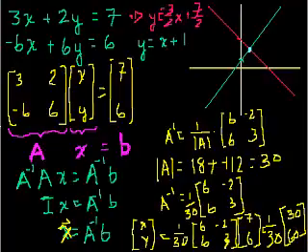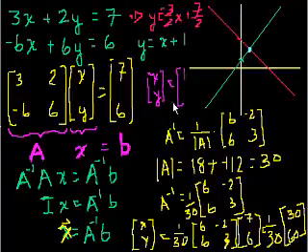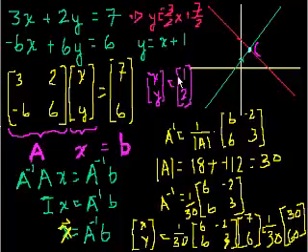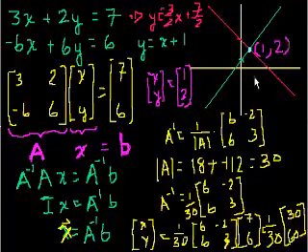So you get the final x, y. I'll write it here. I don't want to erase anything. So we get x, y is equal to, we divide both of those by 30, 1 and 2. And so that tells us that these two linear equations intersect at the point x is equal to 1, y is equal to 2.